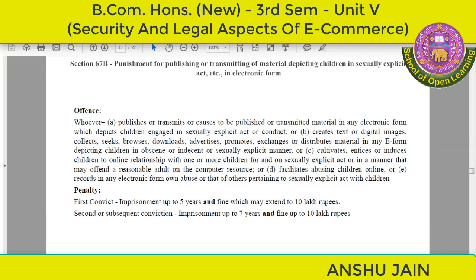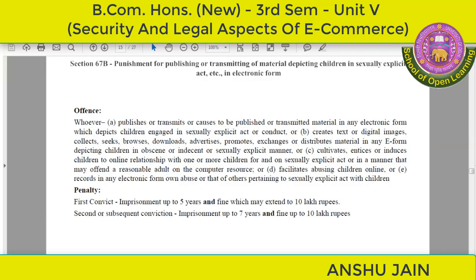Now the focus in section 67B is on the children who are involved, in case children are being engaged in such kind of misconduct, or at the same time any person who creates some kind of text or digital images, or collects, seeks, browses, downloads, advertises, promotes, exchanges or distributes any material in any e-form depicting children in an obscene or indecent manner, or cultivates, entices, induces children to an online relationship with one or more children for or on sexually explicit act or in a manner that may offend a reasonable adult on the computer resource.